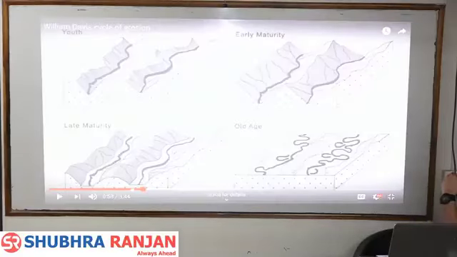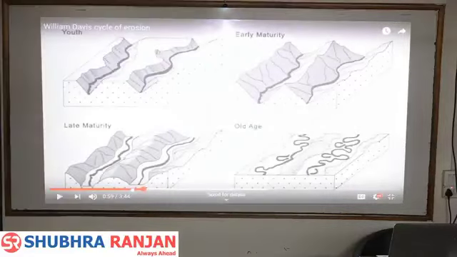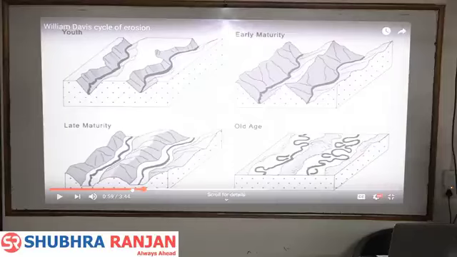Youth: can you see the river is cutting proper V-shaped valleys. V-shaped valleys can be formed only due to the vertical erosion. Early maturity, again V-shaped valleys, थोड़ा कम हुआ है, and it has been replaced by lateral erosion. Late maturity, no V-shaped valleys.